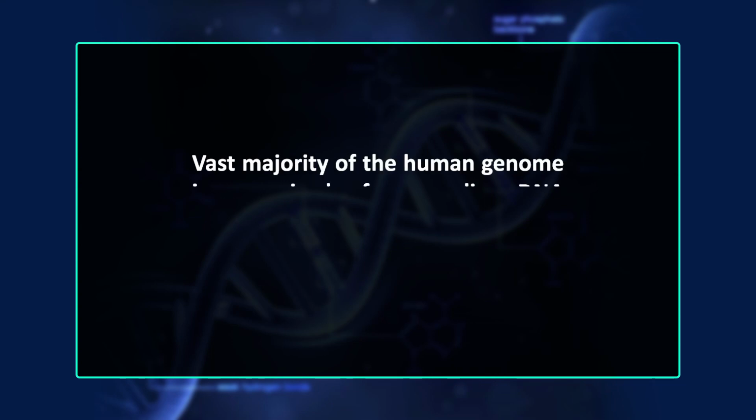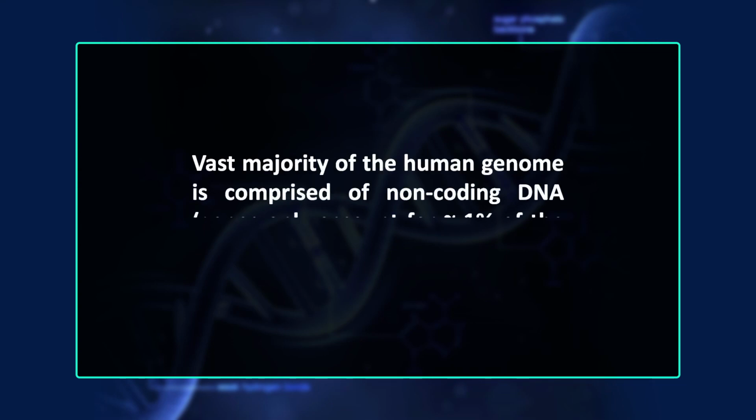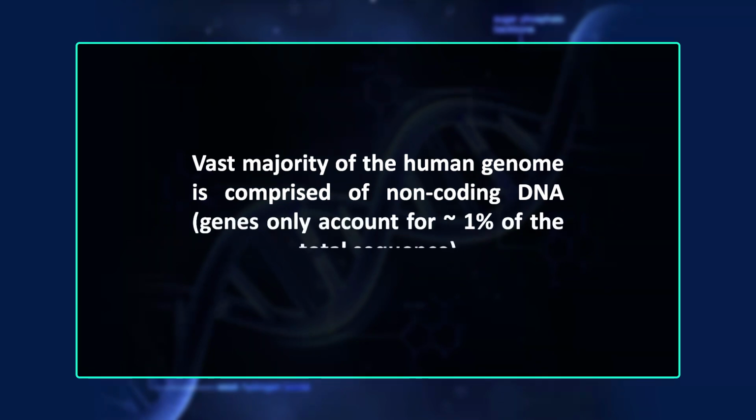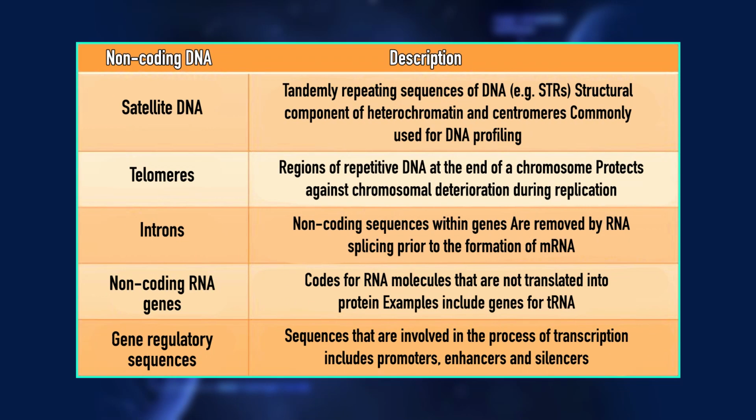The vast majority of the human genome is comprised of non-coding DNA, that is, genes only account for 1% of the total sequences which are coding. Non-coding DNA does not provide instructions for making the proteins. Historically, non-coding regions like satellite DNA, telomeres, introns, non-coding RNA genes, and gene regulatory sequences were referred to as junk DNA. But these non-coding regions are now recognized to serve other important functions within the cell.